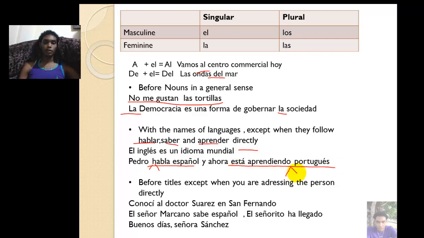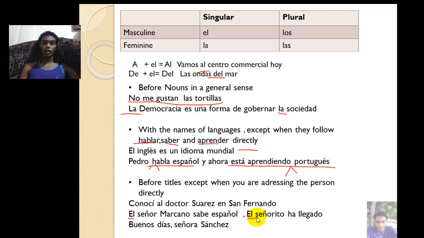Okay, the articles are also used before titles except when you are addressing the person directly. Por ejemplo, conocí al Dr. Suárez en San Fernando. I met Dr. Suárez in San Fernando. El señor Marcano sabe español. Señor Marcano knows Spanish. Now a lot of teachers tend to leave out this el señor and el señorito because they say señor, ¿cómo está usted? You know, but the correct thing is that you put the el before when you're not addressing them directly.